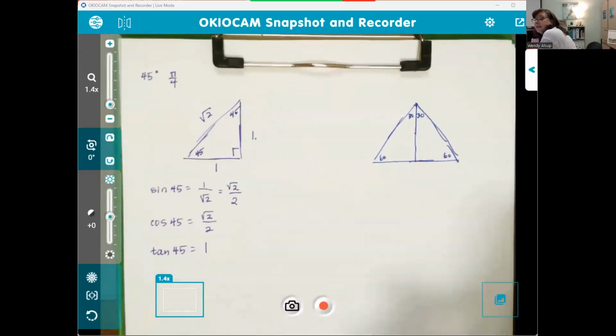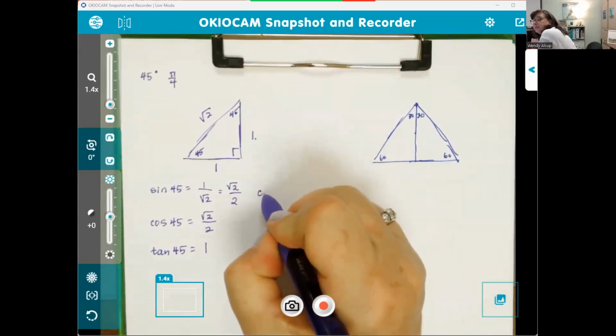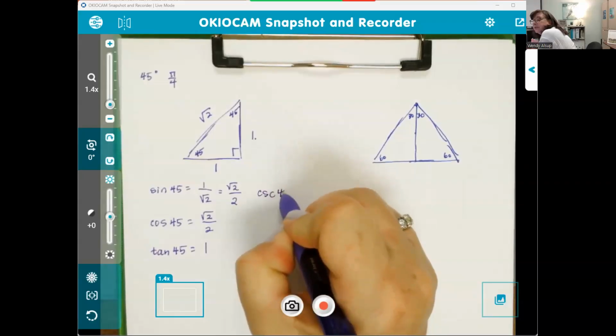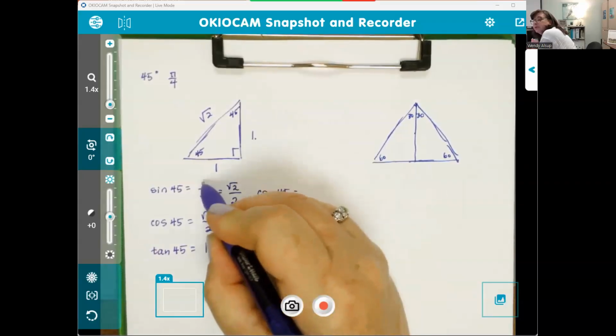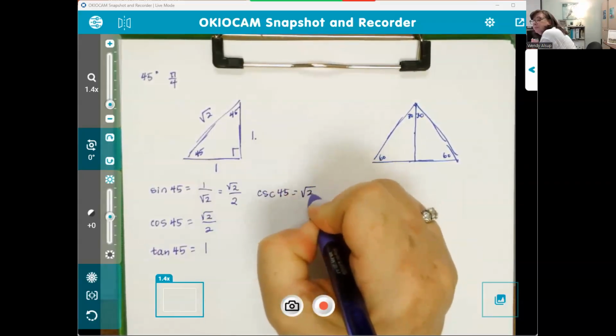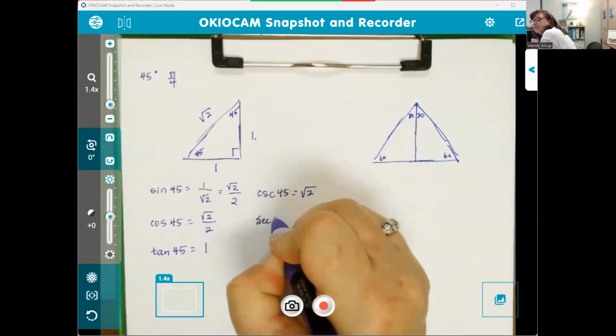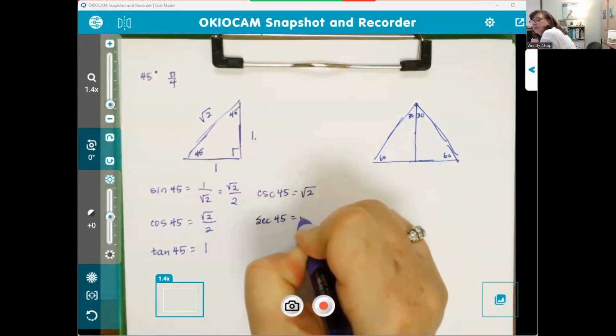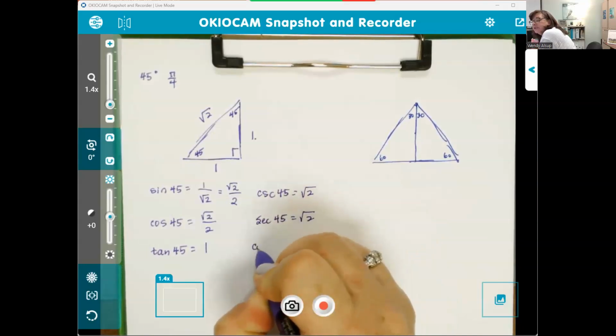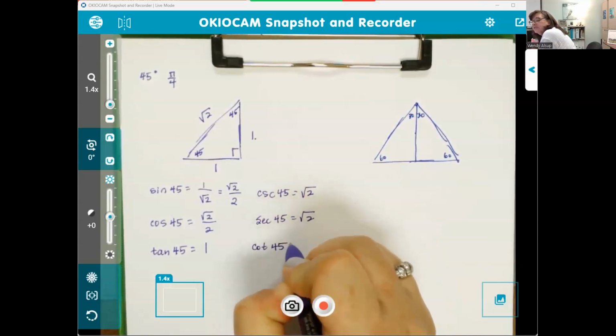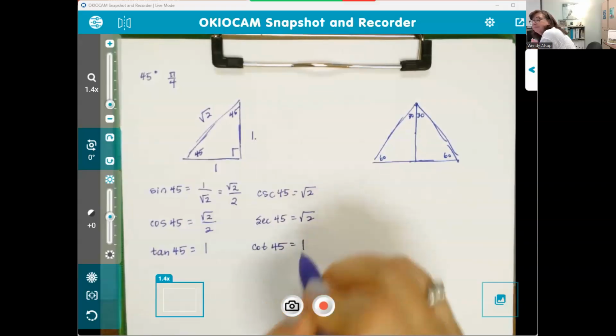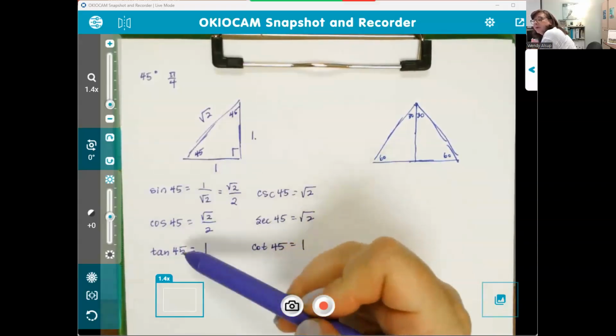The tangent of 45 then is going to be the opposite over the adjacent, which is 1. And then we can find the cosecant, which would be the reciprocal of the sine. That'll be root 2 over 1, which is root 2. Same for the secant, which is the reciprocal of the cosine. And then the cotangent is the reciprocal of the tangent. The reciprocal of 1 is 1. Okay, those are for your 45s.